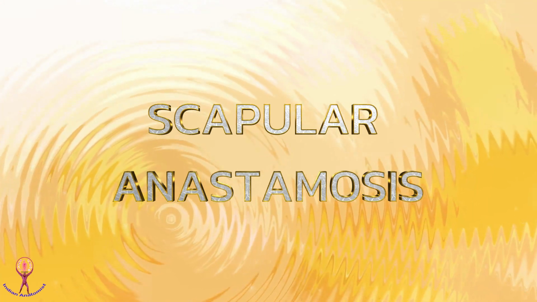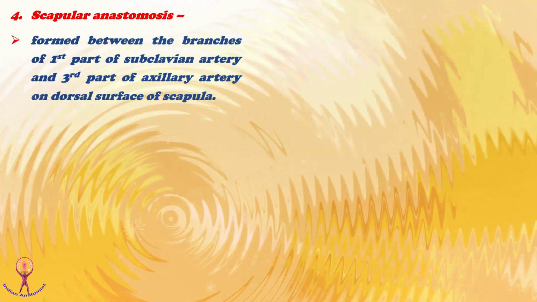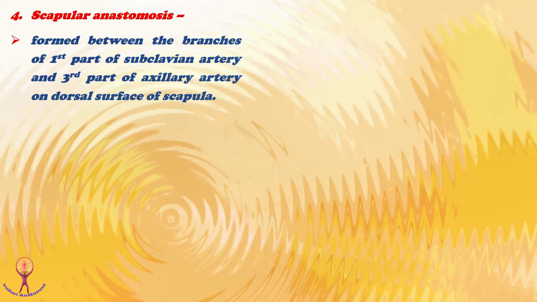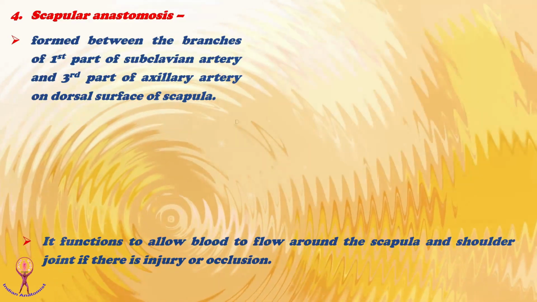And the last one is scapular anastomosis. Around the scapula, especially on the dorsal surface of the scapula, a rich anastomosis is formed between the branches of the first part of the subclavian artery and the third part of the axillary artery. It functions to allow blood to flow around the scapula and shoulder joint without any disturbances during injury or occlusion.